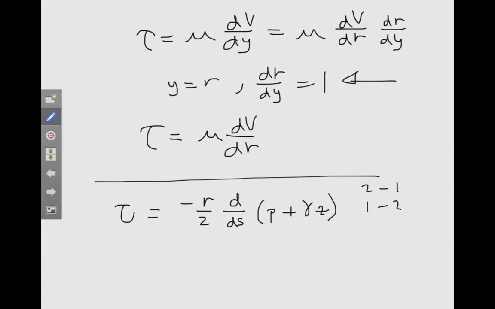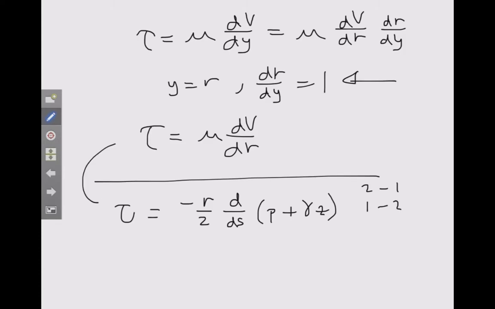So let's bring up a new form. What we're going to do first is combine these two equations. Since they both equal tau, we can combine them. Let's go ahead and do that. If we rearrange slightly, we've got minus 2 mu over r dv/dr, and that's going to equal the change in the piezometric pressure.